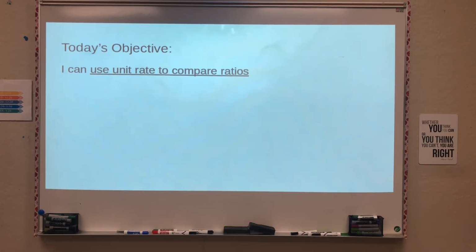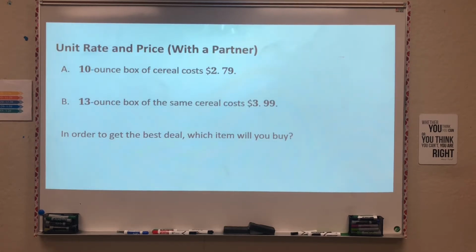So just to start off, I've got this question here. It says a 10-ounce box of cereal costs $2.79. A 13-ounce box of the same cereal costs $3.99. In order to get the best deal, which item will you buy? Now it says with a partner, but there are 3 of you. Can we have one volunteer to write the math on the board, and then the other 2 can just help that person know what to write? Do we have a volunteer to write on the board? You'll do it? Thank you, Carlos.